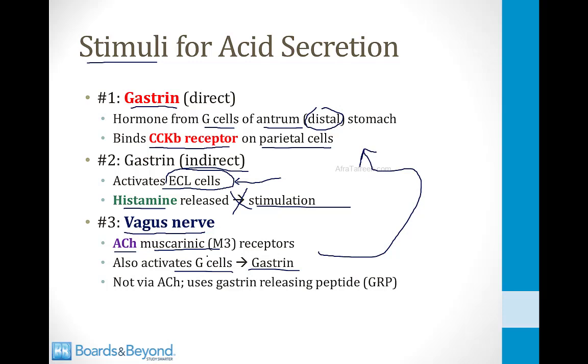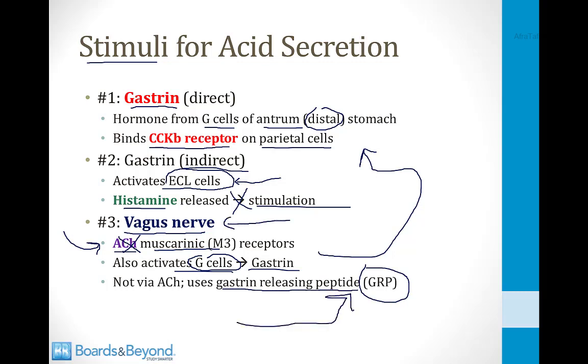Now there's a peculiar feature of the way the vagus nerve activates these G cells to release gastrin. It does not use acetylcholine as the neurotransmitter. Instead, it uses an unusual protein called gastrin-releasing peptide, or GRP. The reason this is clinically important is because if you block acetylcholine, you will not block the vagus nerve's effect on the stomach because this GRP will continue to function and it will stimulate acid secretion.